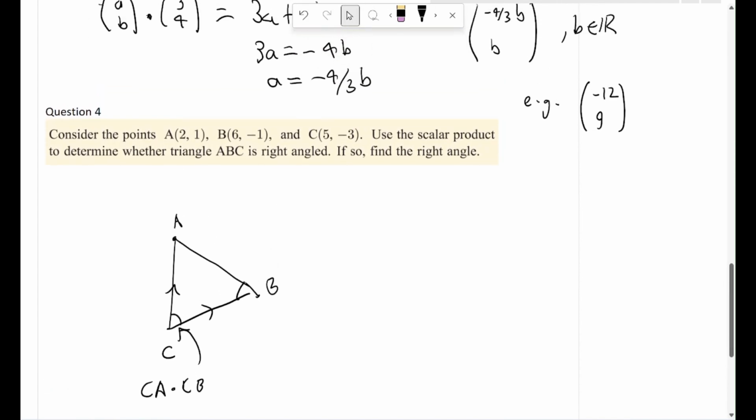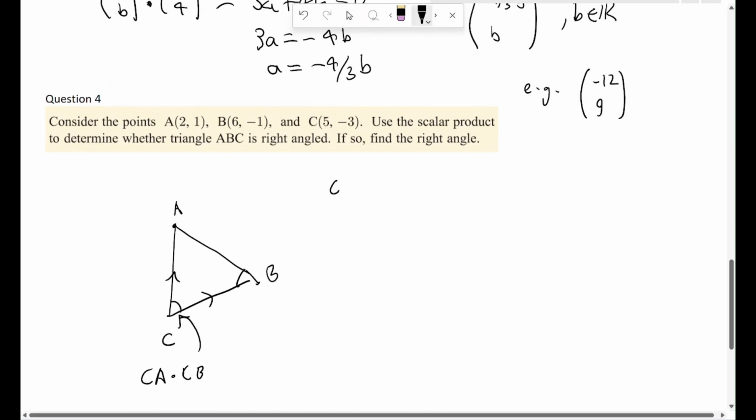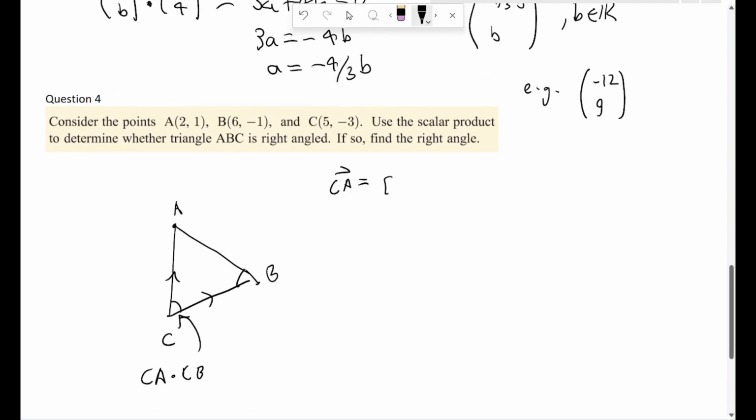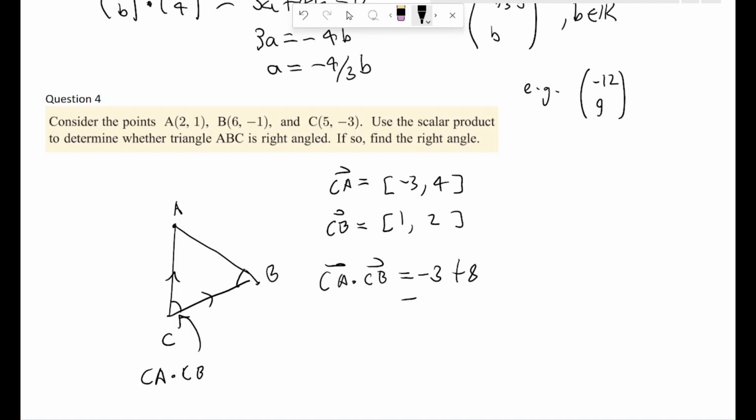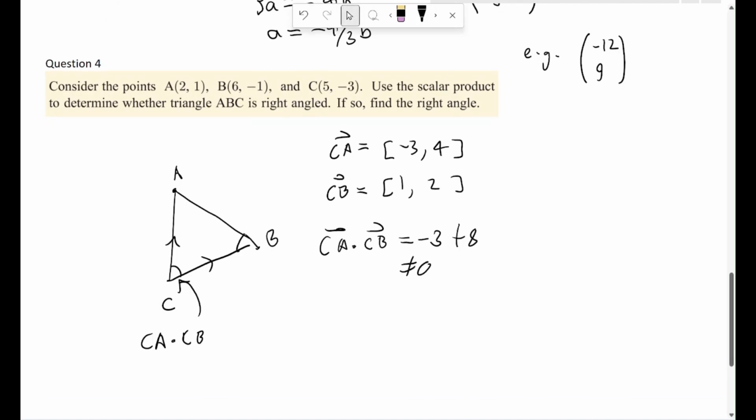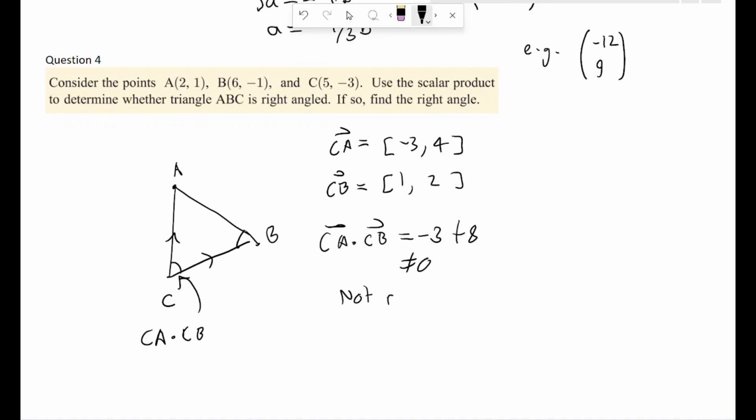So let's work out all our different combinations. Maybe like CA as a vector is going to equal, how do I get from C to A? I go down by 3 and I go up by 4. CB, if I check that, well, I'd go up by 1 and I'd go up by 2 to get from C to B. And if I do CA dotted with CB, that's going to be minus 3 plus 8, which does not equal 0. So that's not a right angle because the dot product did not equal 0.